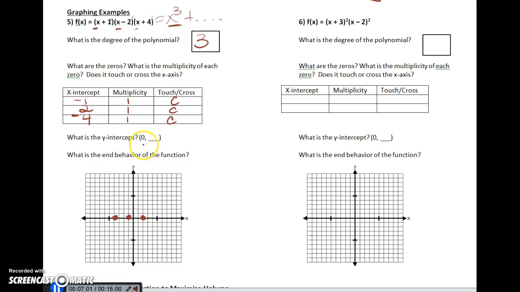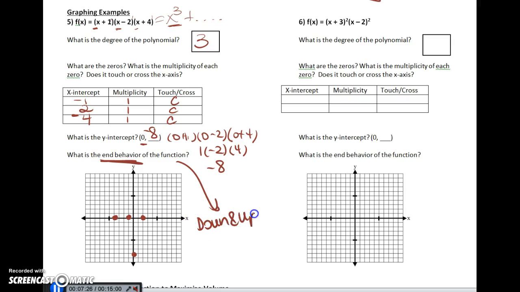Remember now, to find the y-intercept, we plug in 0 for x. So if I plug in 0 for x, I'm going to get 0 plus 1, 0 minus 2, and 0 plus 4. So that's 1 times negative 2 times 4, which is negative 8. So my y-intercept is at negative 8, so we can plot that point as well. Last but not least, the end behavior. This is going to be down and up, and that's because of the x cubed. It's positive and odd.